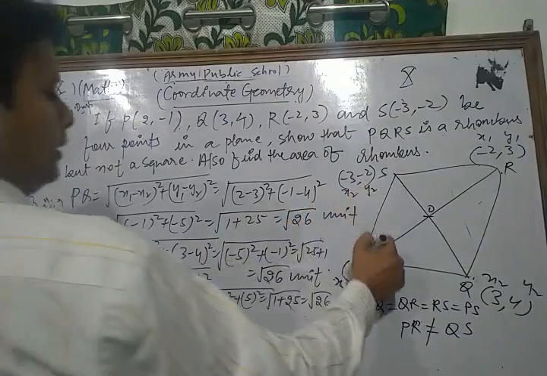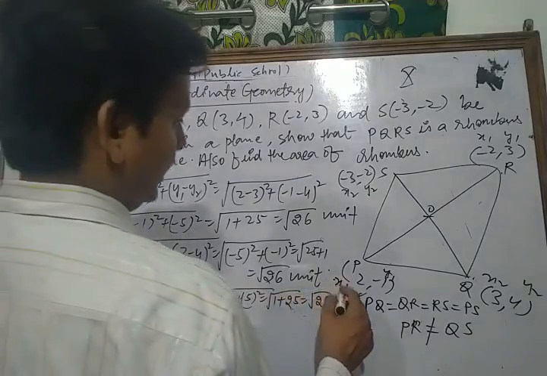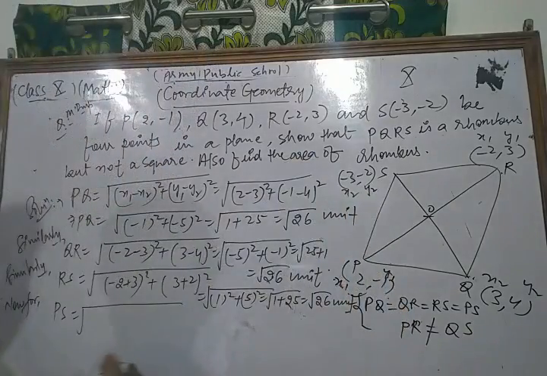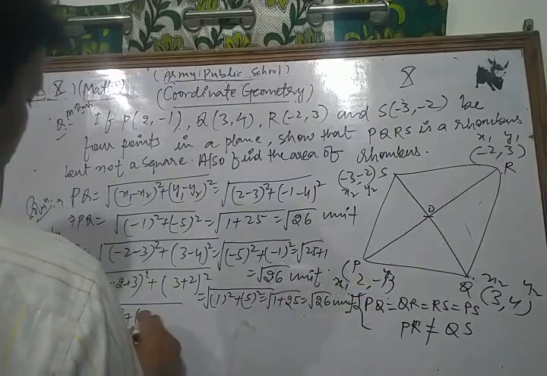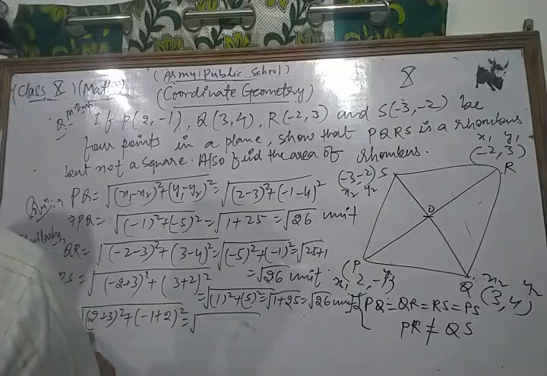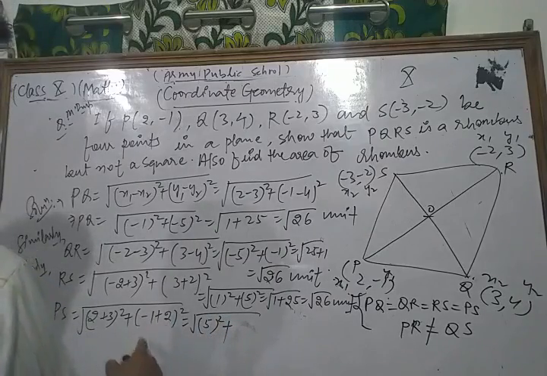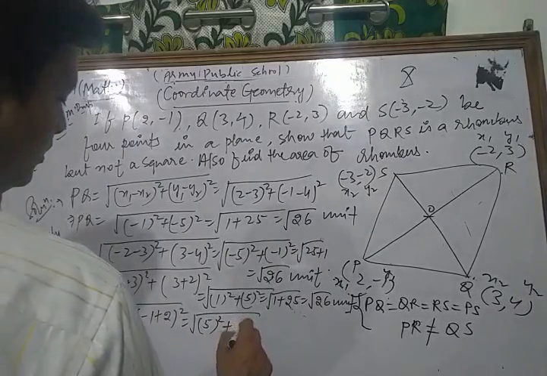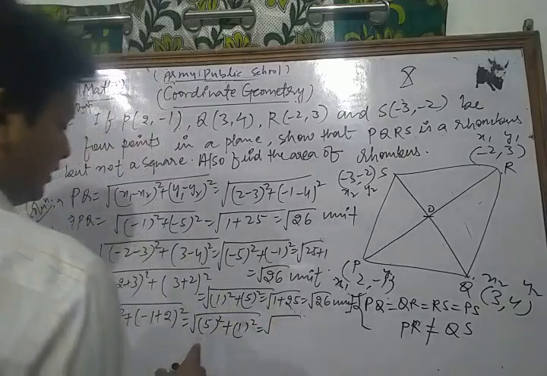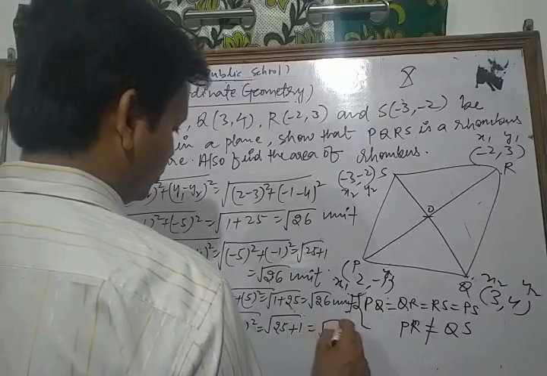Now for distance PS, we apply the same formula. x1 minus x2 is (2 plus 3) whole square plus (y1 minus y2) which is (-1 plus 2) whole square. So we get 5 whole square plus 1 whole square, 5 fives are 25 plus 1, this is also equal to under root 26 units.